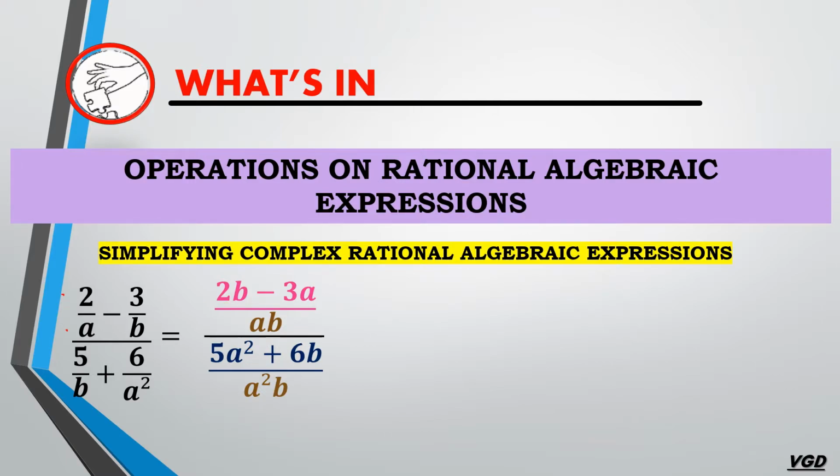After that, we also have to simplify our denominator by getting the LCD. So in this case, our LCD is a squared b.